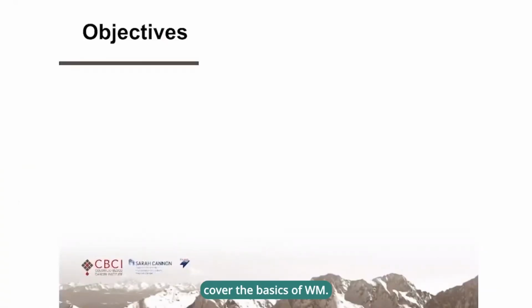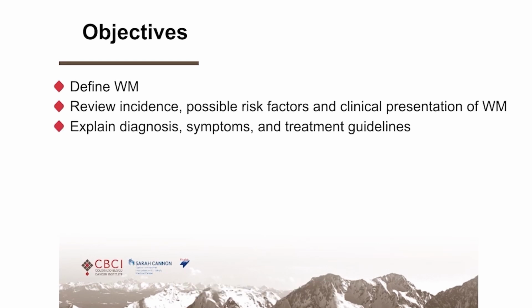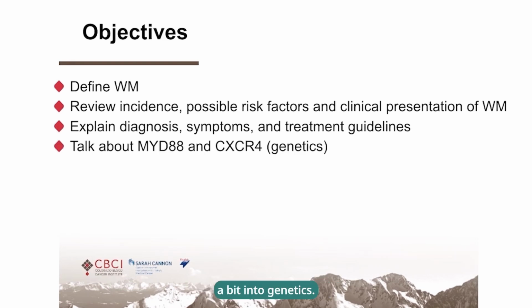My goal today is to cover the basics of WM. And what I want to do is define what Waldenström macroglobulinemia is. I want to review the incidence, possible risk factors, and clinical presentation of WM. I'm going to go into some detail about how we diagnose it, what the symptoms are, and a little bit about treatment guidelines. I'm going to delve quite a bit into genetics. It's important these days that we all are familiar with the genetics of WM.